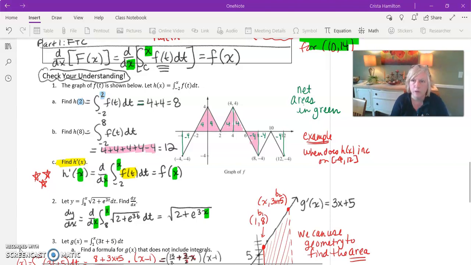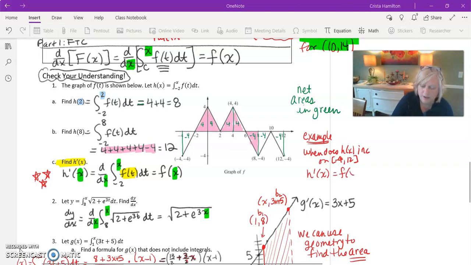What you would have to recognize is that h of x increases when its derivative is positive. So in this problem, we would first have to recognize that the derivative, h prime of x, is f of x.